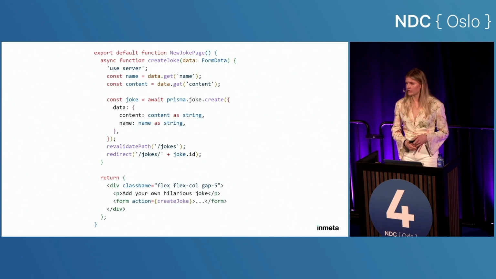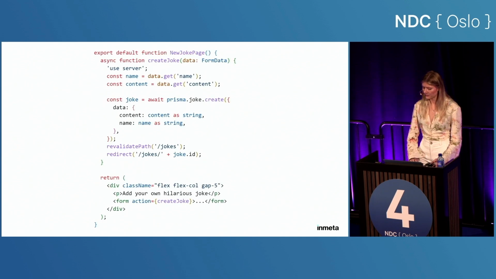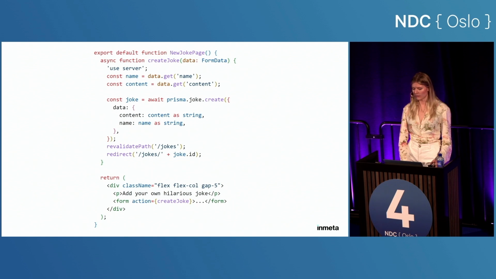Server actions also integrate nicely with form submissions. So here I have a form and a function marked with use server. And when submitting the form with the action property, it can, without JavaScript, call the server action and add a joke to the database. And again, I have to tell Next.js to revalidate my view. And there are so many possibilities here, and it's extremely efficient to develop with.